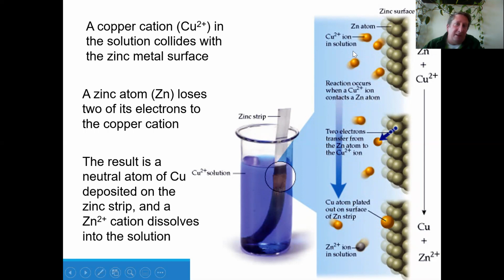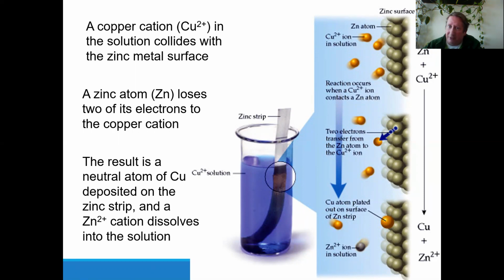Looking at the atomic level and thinking of collision theory from our kinetics unit, the copper 2 plus ions are mobile. They're free to move around in the solution. The zinc atoms in the metal strip are not moving around. They're in the solid state. So once in a while, a copper 2 plus ion collides with the surface of the zinc metal. In that collision, electrons are transferred.